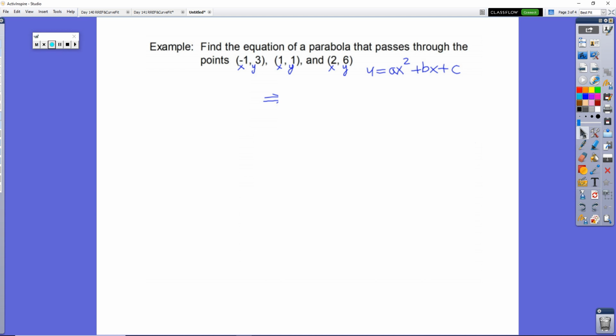So here is our first example of curve fitting. And in this particular problem, I'm asking you to find the equation of a parabola that passes through these 3 points. The first point is -1, 3. The second point is going to be 1, 1. And the third point is going to be 2, 6.